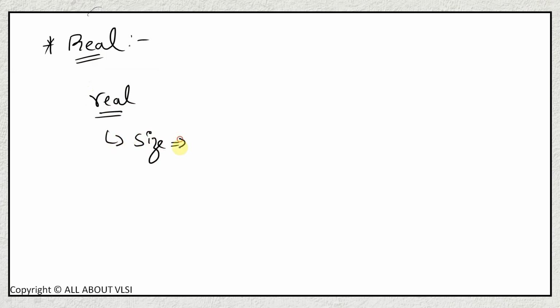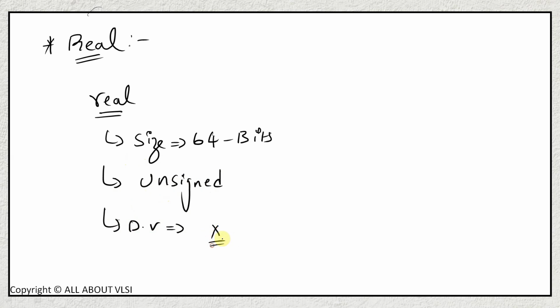Let us try to understand another type of data type which is known as real. So this real data type allows you to store decimal and scientific notations. And this particular real data type is used with the keyword small letters real. Now, the size of this particular real data type is 64 bits, and it is only unsigned. And the default value of this particular real data type is don't care, X.